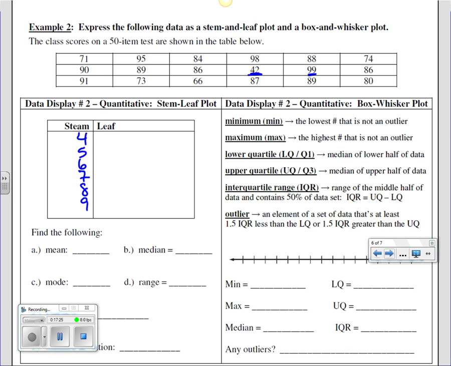Okay? Over here on the leaf, you're doing the ones place. So we have 42 is how you write that. Are there any other numbers in the 40s? No. Are there any numbers in the 50s? So you leave this blank right here. Are there any numbers in the 60s? Yes. What's in the 60s? 66. So what do you think I write right here? A 6.